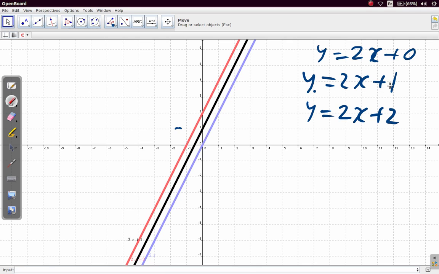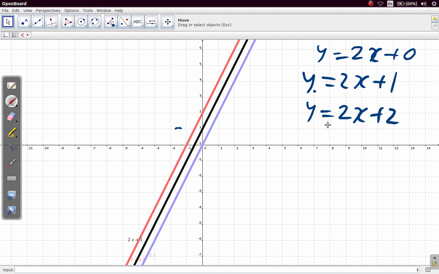Y is equal to 2x plus 1. And you notice y is equal to 2x plus 0 and 2x plus 1 have the same gradient, right? But what's the difference? The 2x plus 1 passes through 1. The reddish line, y is equal to 2x plus 2, will have the same gradient because each of them is 2x. So the rise over run will be 2. But then this one has plus 2 at the end. And you notice it passes through 2.